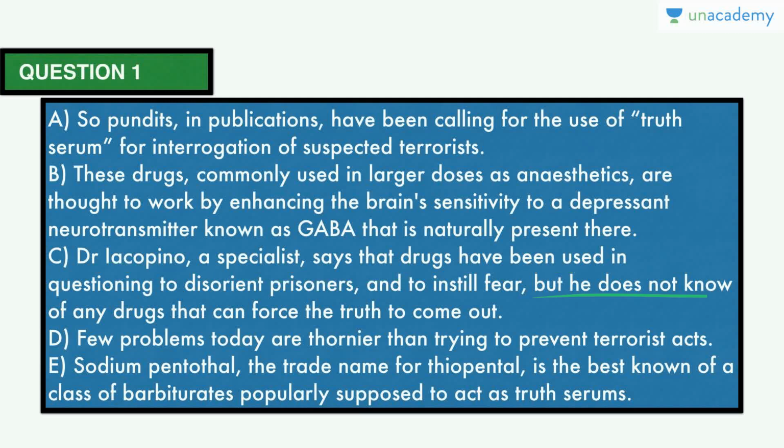It says he does not know of any drugs that can force the truth to come out. This is adding some speculation, some sort of doubt, and there is no reason for us to doubt yet. This should come at a later stage, when some speculation, some sort of apprehension regarding truth serum has come out. This does not go hand in hand with the central theme. Even though it does talk about truth serums, it does not go hand in hand with the central theme of the paragraph, which is simply to introduce the need for truth serum and talk about them. That's it. So I think sentence C is the odd one out. Yes, that is the one.